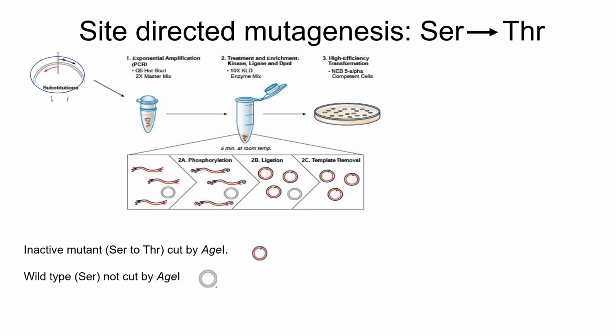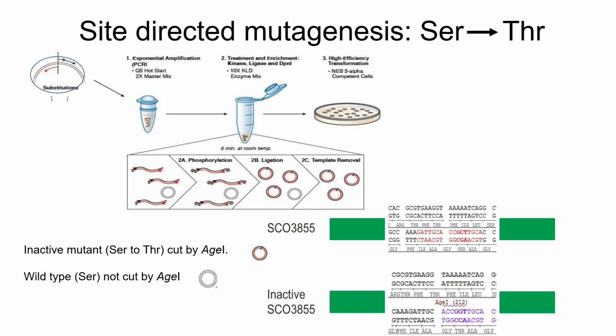At the end of these steps, we gain two different templates. One is an inactive mutant, cut by AgeI, and the other one is a wild type, not cut by AgeI. We destroy the wild type, not cut by AgeI, and then we transform the inactive mutants into cells for growth and transformation.